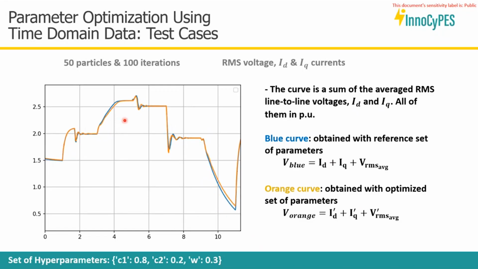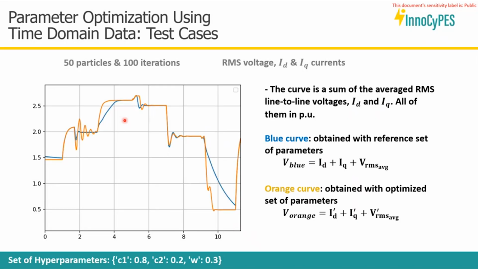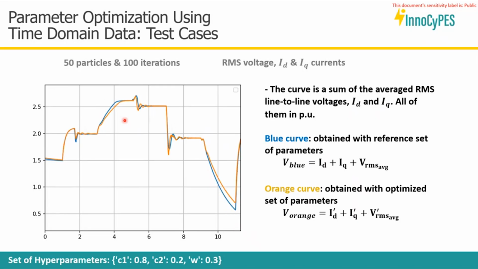blue curve was the reference. So we were changing, like the goal was that this orange curve would get closer and closer to the blue curve, right? That's the idea. Yeah. So the curve is a sum.